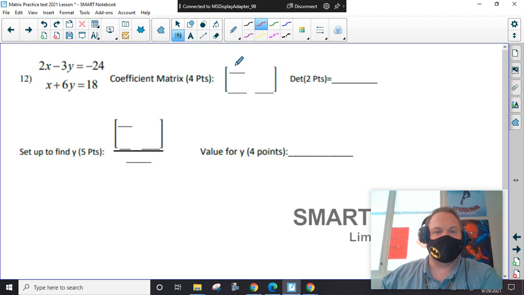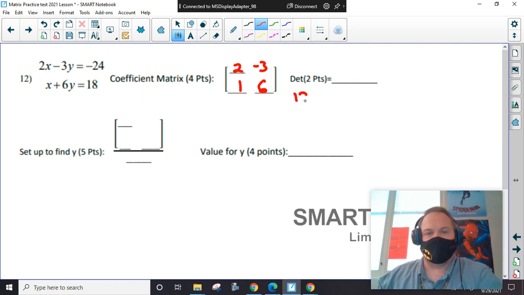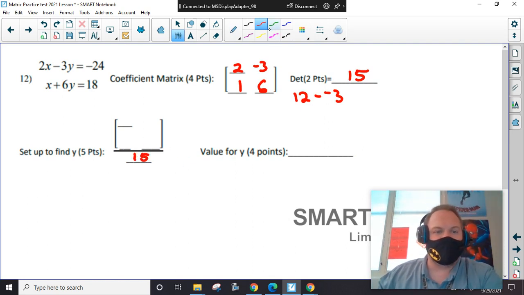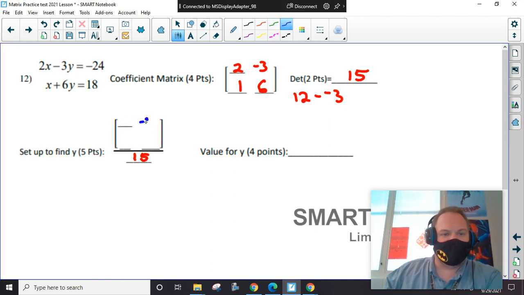So, coefficient matrix. So we do 15 here. All right, we're finding y again. So we get negative 20.